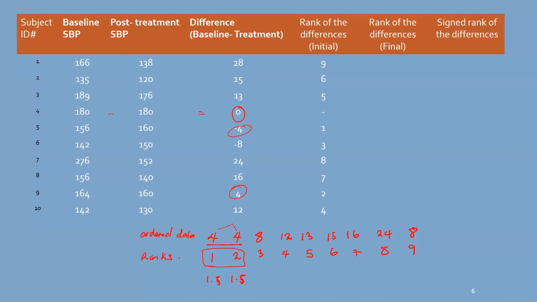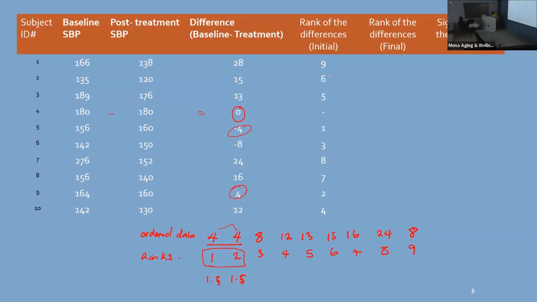Miss, but why would you say they have the same magnitude if one is negative and one is positive? Because in ranking, we're only considering the absolute values. We're not considering the signs. The signs will come in a little later. Okay, gotcha.